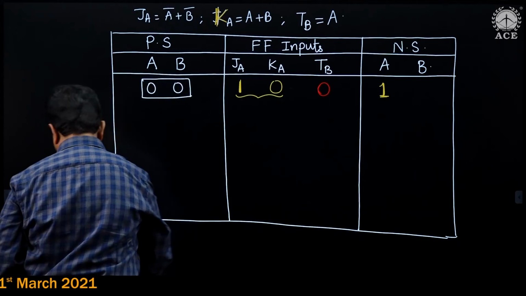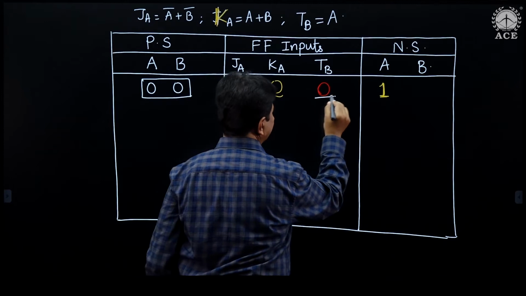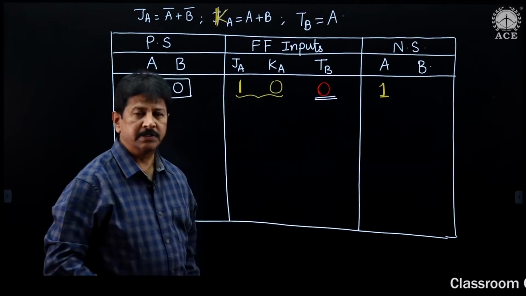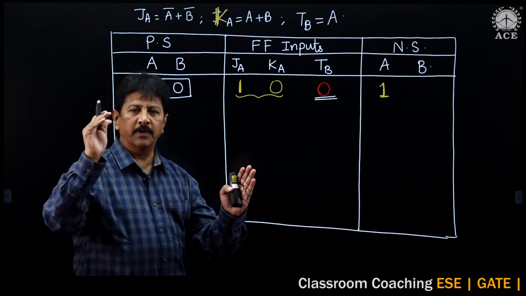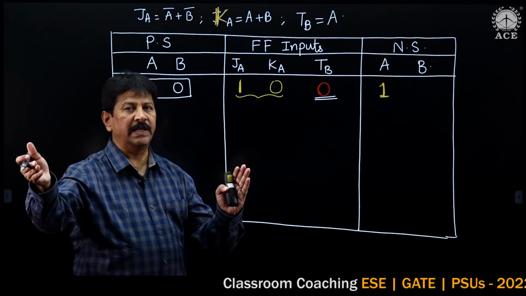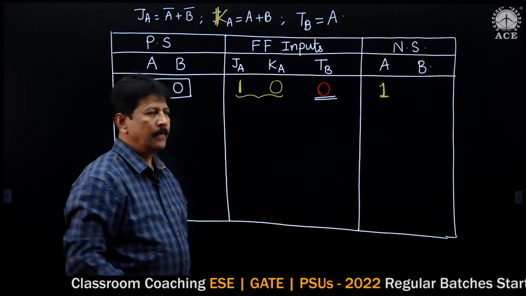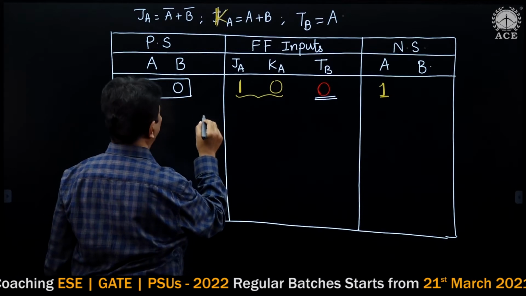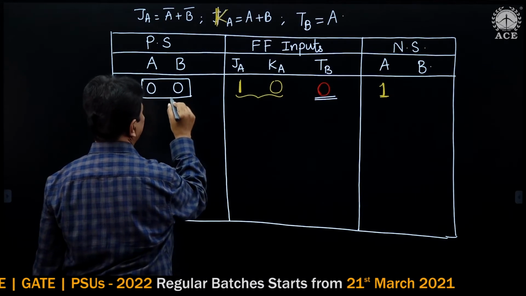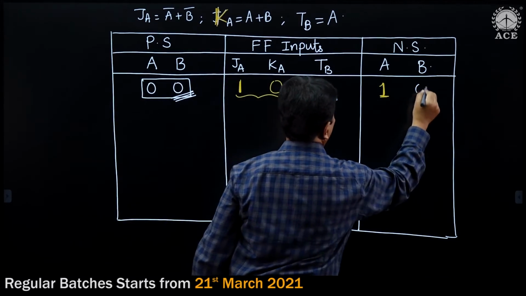Next one. For a T flip-flop, if input is equal to 0, what do you mean by that? The T flip-flop has only two conditions. If input is 0, Q of T plus 1 is equal to Q of T. If T flip-flop input is 1, it is going to toggle. As it is 0 here, so this particular previous output A, B, whatever is there here, that is going to remain same. That's it.